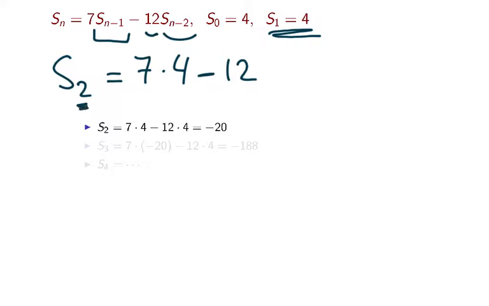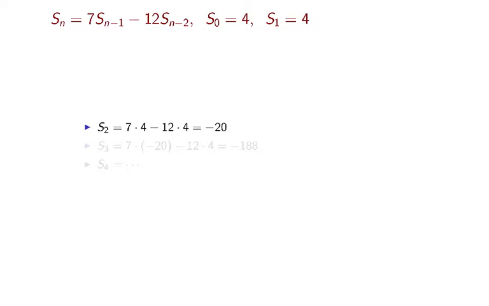So if n is 2, n minus 2 is 0, right? So S2 will be 4 times 4, because S0 is 4. And then we have so far that S0 is 4, S1 is 4, and S2 is minus 20.